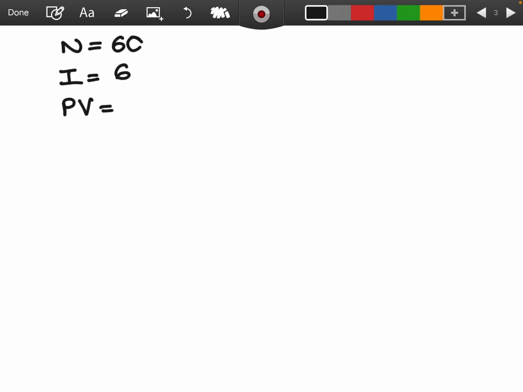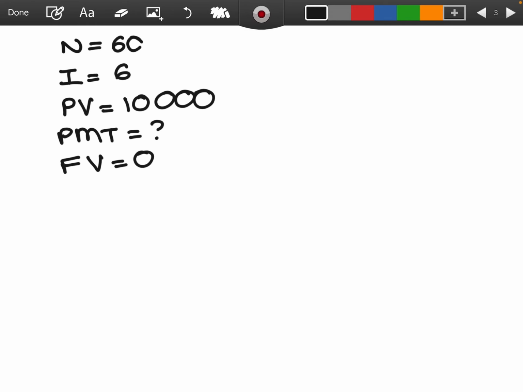Our present value, that's just our principal amount on the loan, the amount that we borrowed, and it's the money that we get from the bank. So this time it's a positive, so it's $10,000. The payment we don't yet know. The future value is 0. We're trying to pay off the loan, so the future value would be 0. And then both your payment period and your compounding period are monthly. So per year there are 12. And remember again, the payment is made at the end, so make sure the end is highlighted.